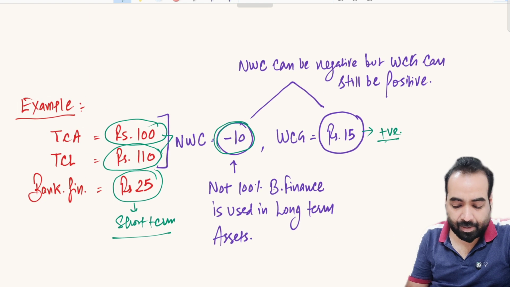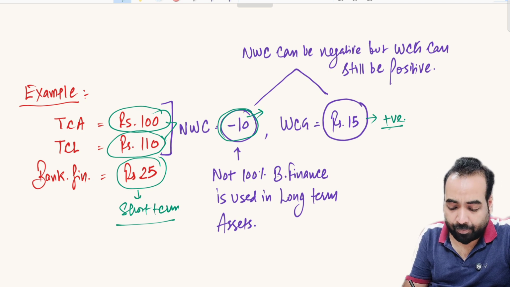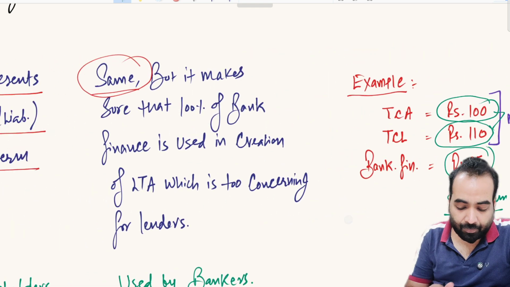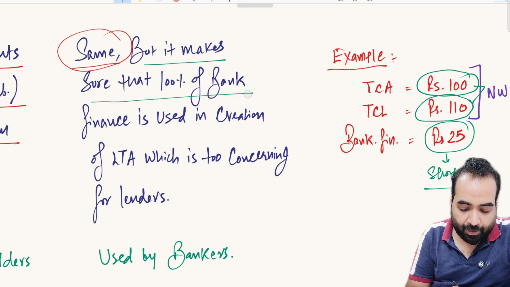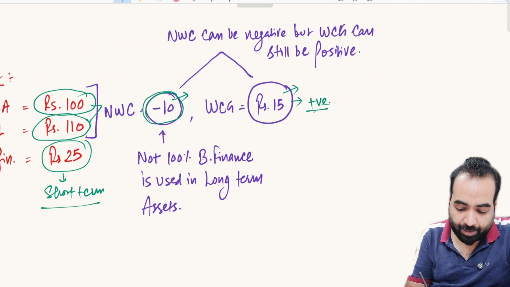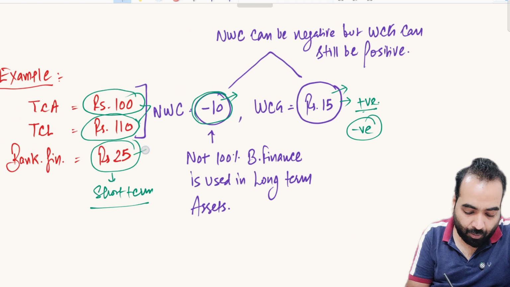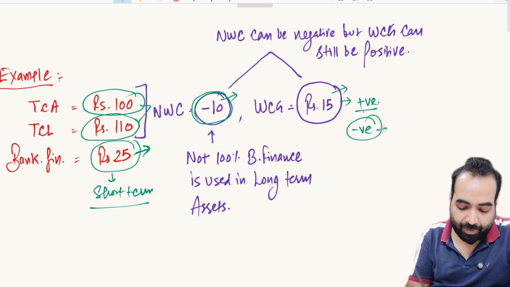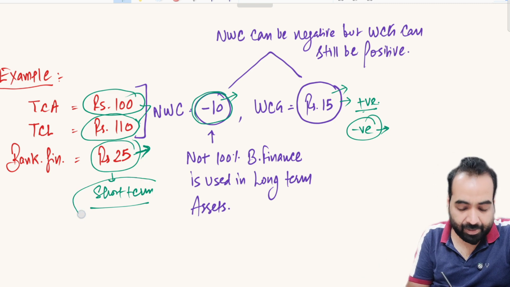By this example, I mean to say that your NWC can be negative and at the same time your WCG can be positive. It all depends on the nature of bank finance, which was the crux of this point. This point states that if your working capital gap comes negative, then since your working capital gap represents the long-term sources and bank finance, negativity would mean all of your bank finance is invested in long-term assets. All of your short-term bank finance is diverted.